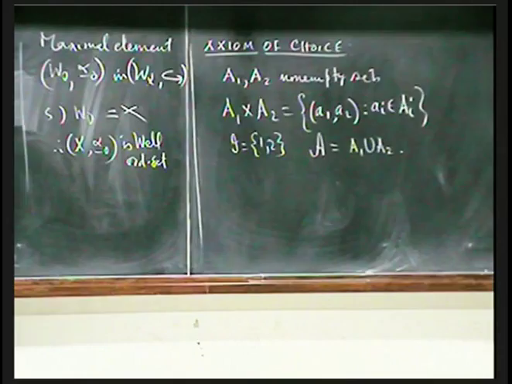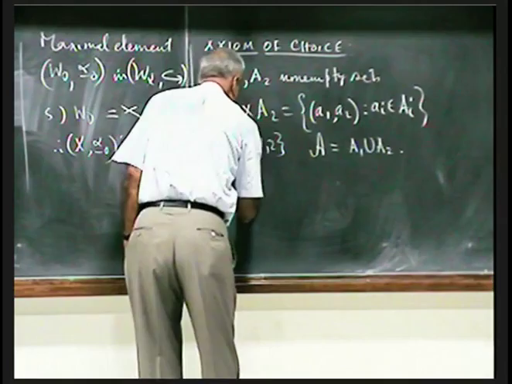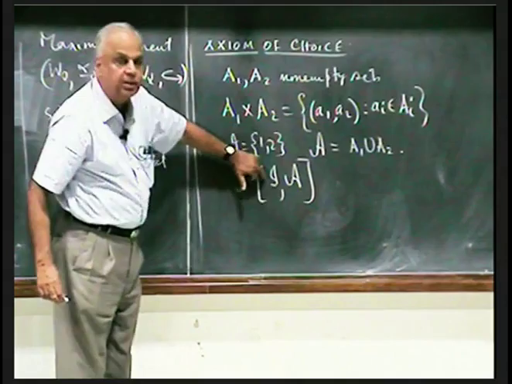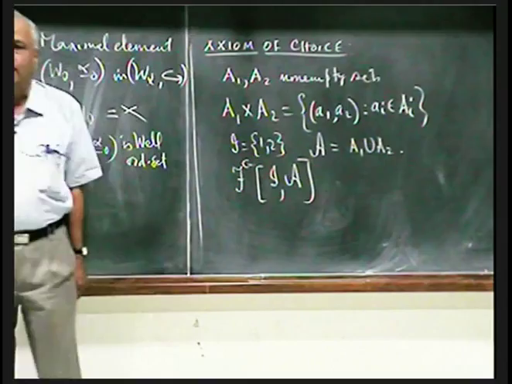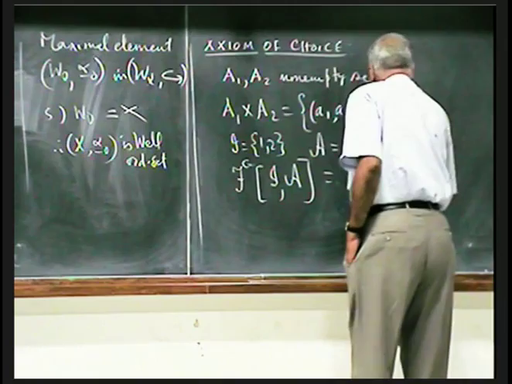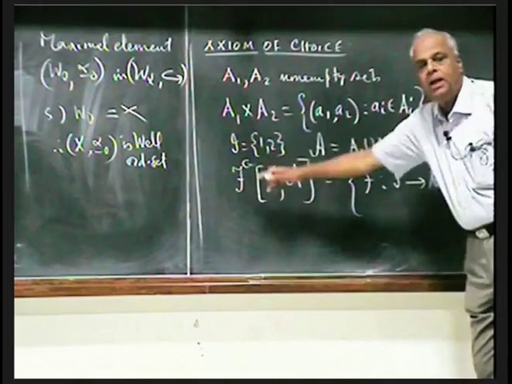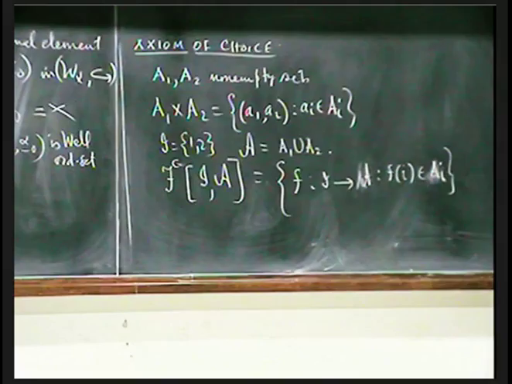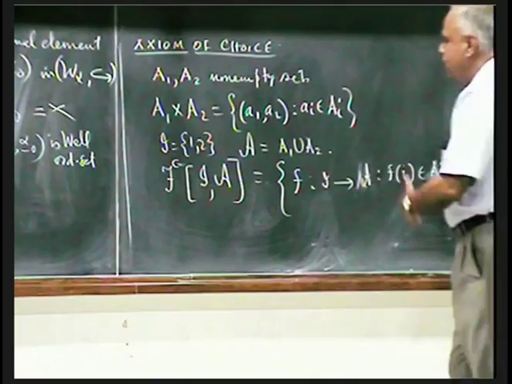Okay. So, I take I to be the index set {1, 2} and script A to be the union of A1 and A2, and I use the following notation: F superscript C from I to A. Without the C, we meant functions from I to A. Now C stands for choice functions. So, this is the set of all functions from I to script A such that they are of a special type, choice. What is the choice? F of i must belong to Ai. F(1) must belong to A1, F(2) must belong to A2. Then such a function is called a choice function on the collection of the sets A1, A2.